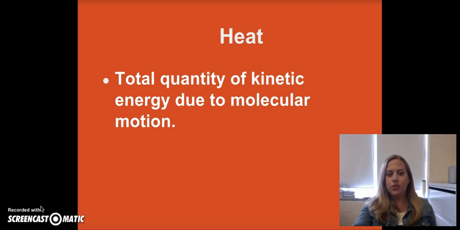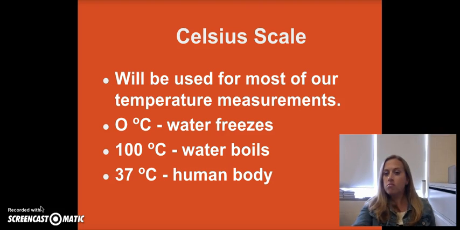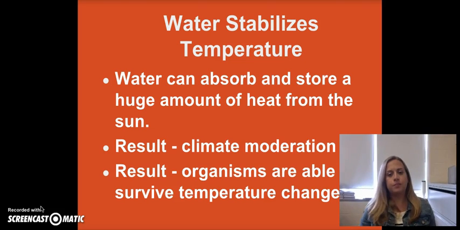Just a real quick review: heat is the total quantity of kinetic energy that's due to molecular motion, so those molecules moving. And then temperature is how we measure the average speed of the molecules. In this class, we will be using the Celsius scale. On the Celsius scale, 0 degrees Celsius is where water freezes, 100 degrees Celsius is where water boils, and our human bodies are about 37 degrees Celsius.